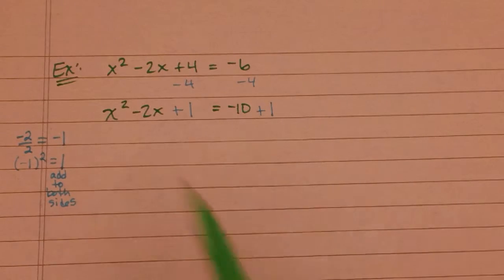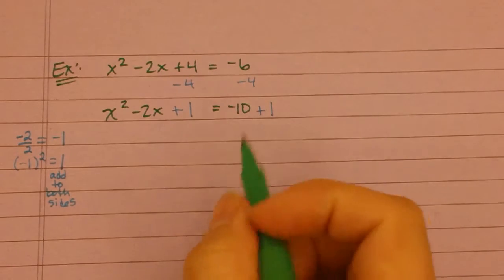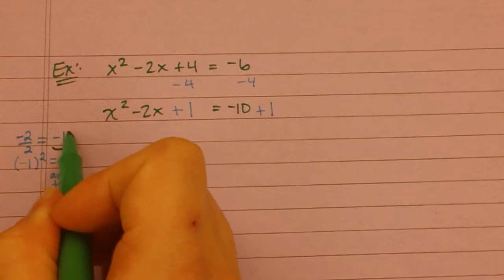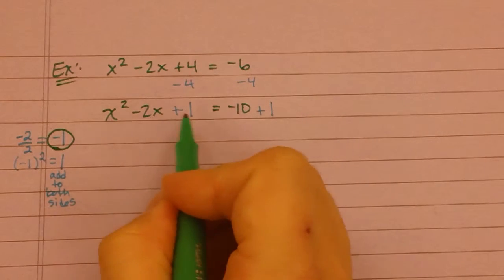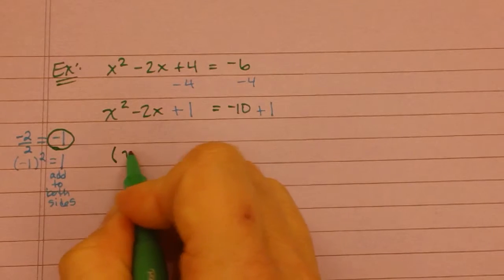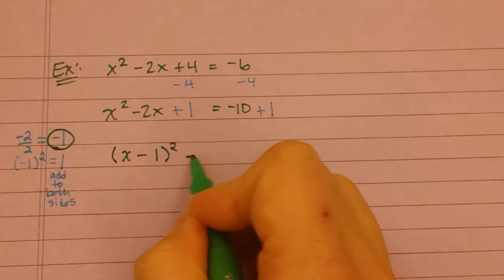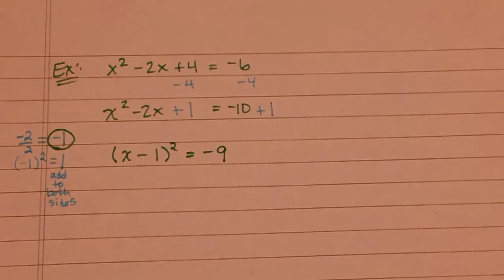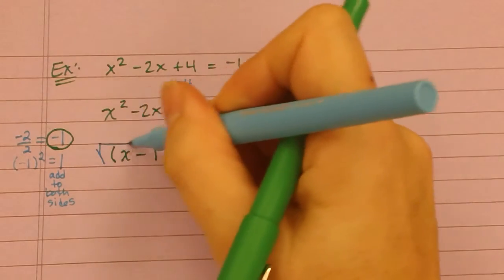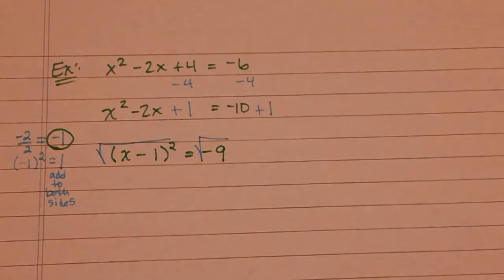The next step is to factor this left side. And remember what we said on the last one is that this number here is what helps us to factor it very quickly. So x squared minus 2x plus 1 is going to factor into x minus 1 squared equals that negative 10 plus 1 is negative 9. And I'm ready to take the square root of both sides. So square root here, square root here.